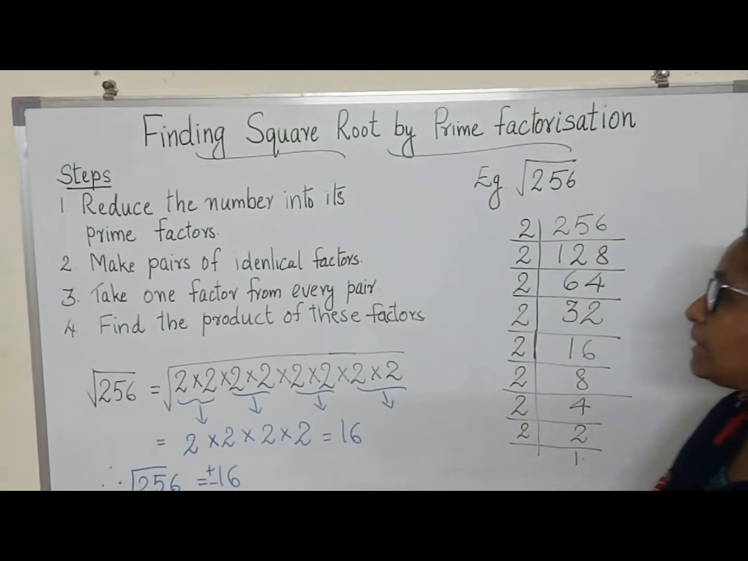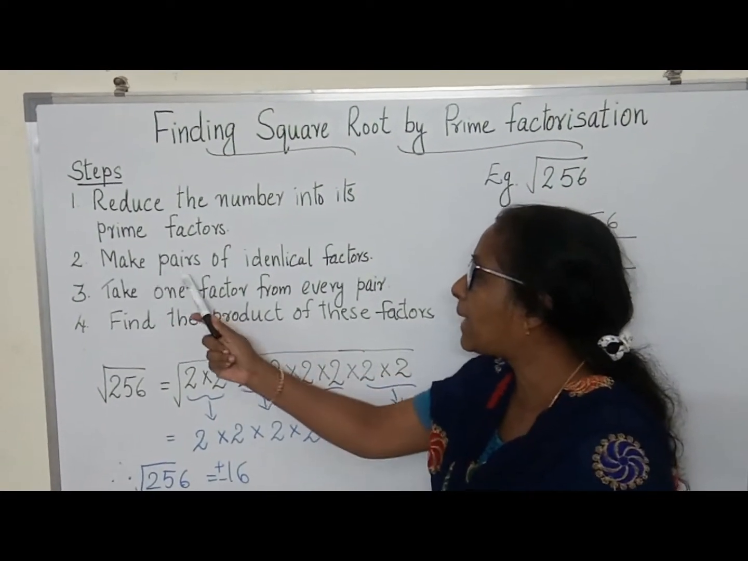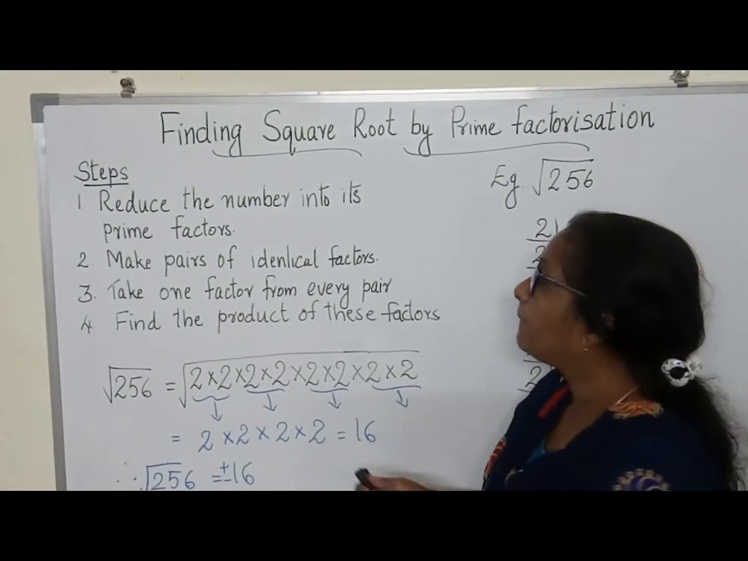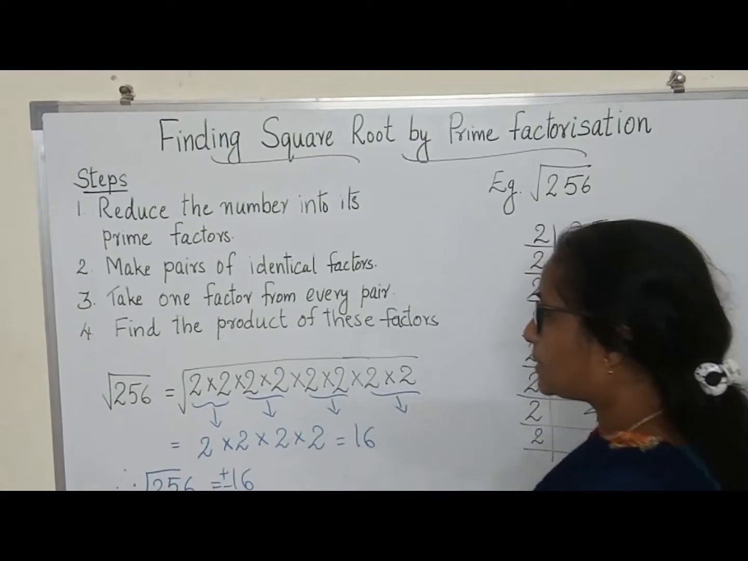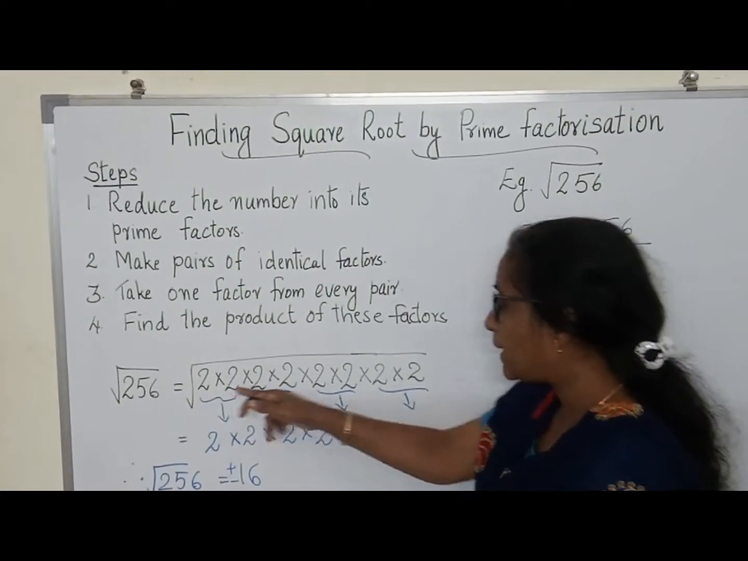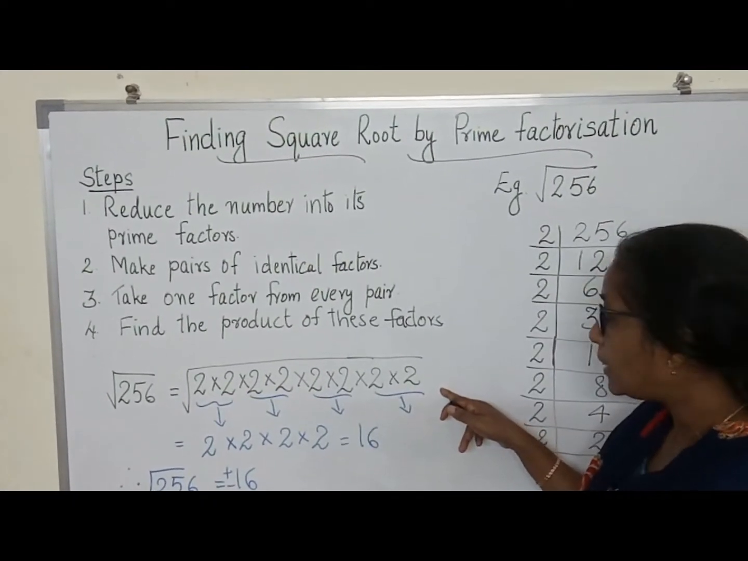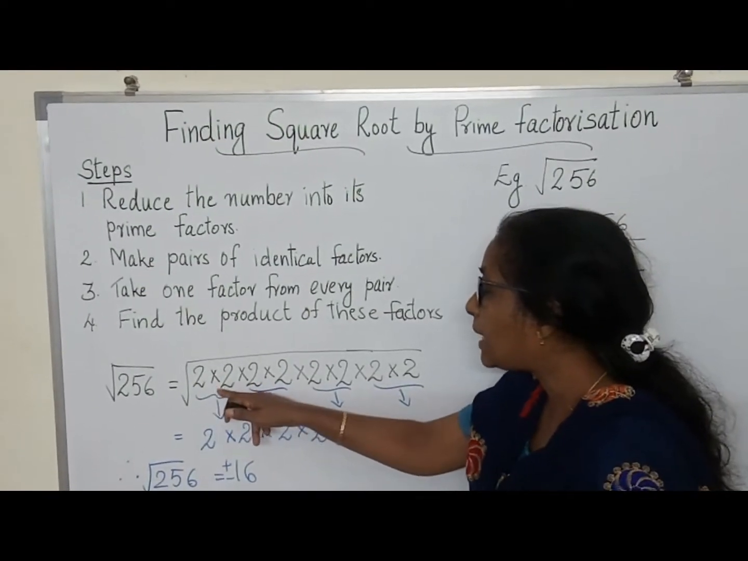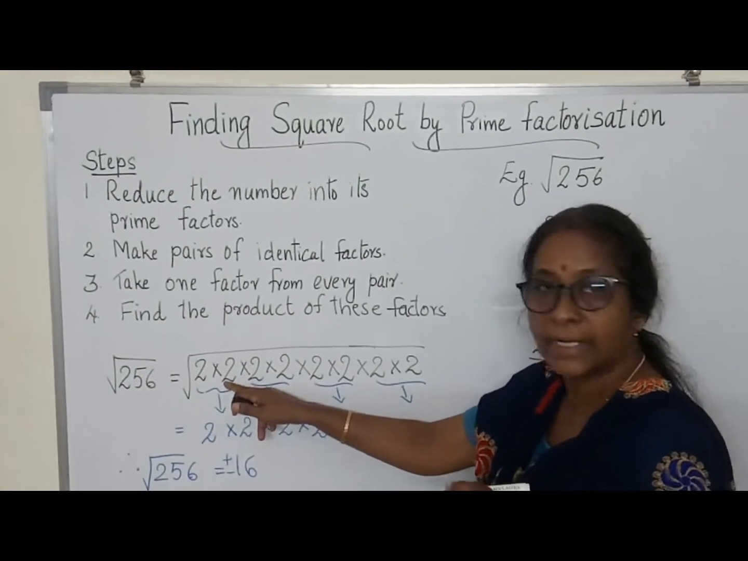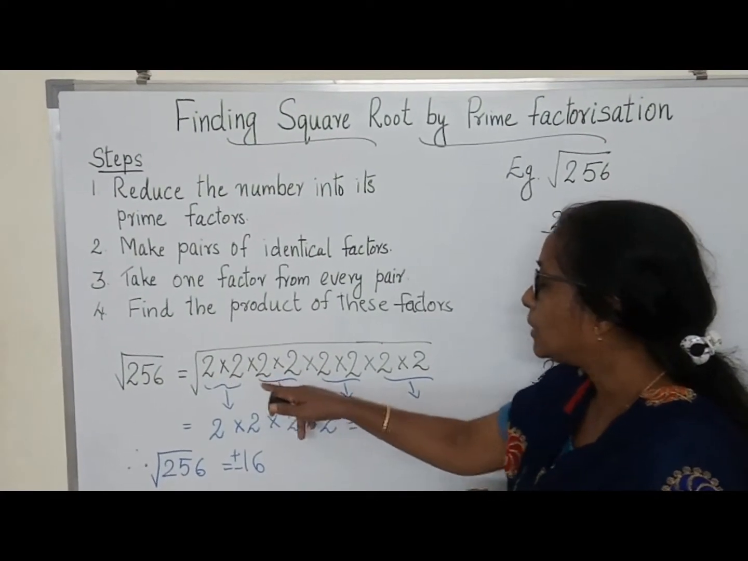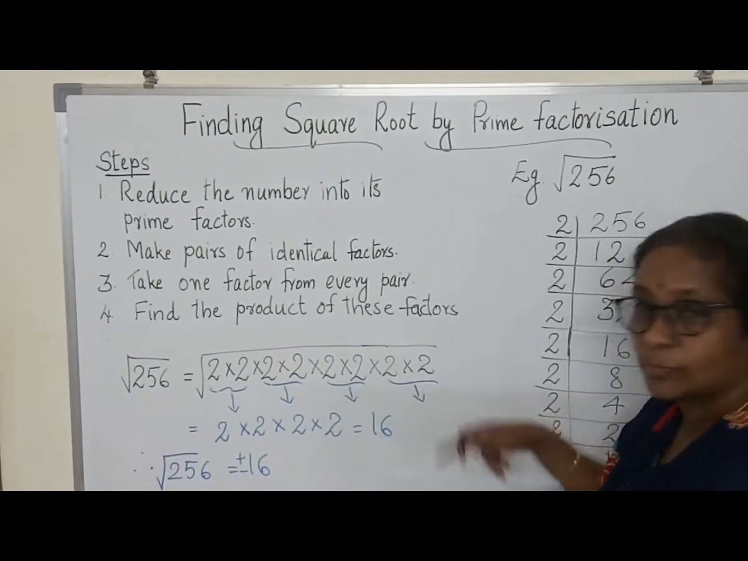Then the second step is to make pairs of identical factors. You write all the factors and make pairs. Pairs means you have to take two identical factors: 2, 2, then again 2, 2, 2, 2, 2, 2, like this.